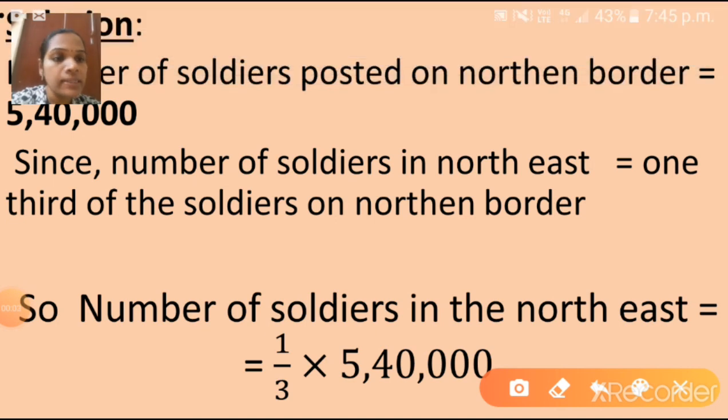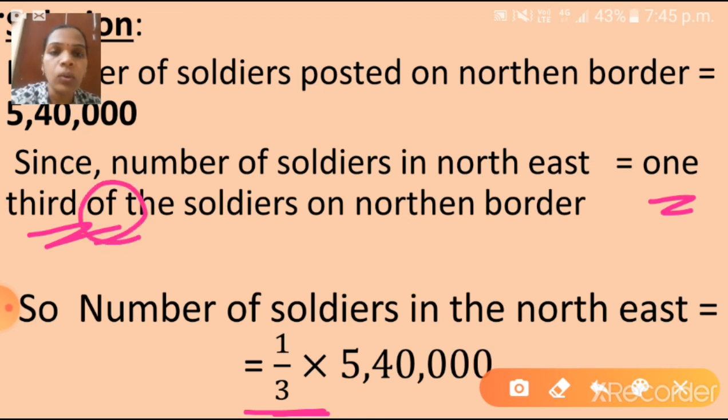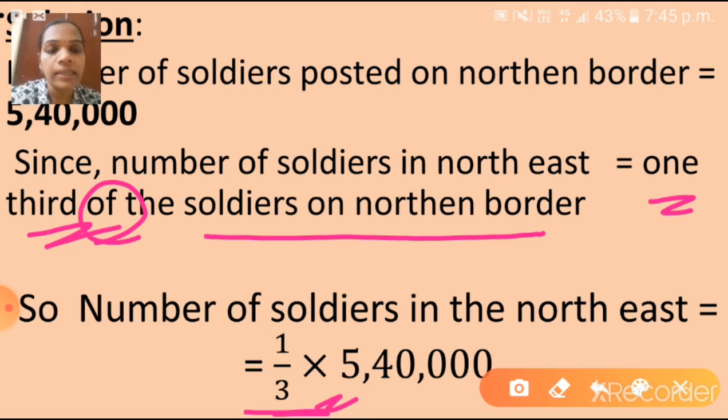So children, see here, this third line: number of soldiers in the northeast is equal to what will come? Yes, 1/3 of the soldiers on the northern border. How will you write 1/3? Already I told you, 1 upon 3. Here, 'of' means we have to multiply. Can you say how many soldiers are there on the northern border? 5,40,000. So this step, understood, children? 1 upon 3 into 5,40,000. Hereafter we have to multiply.